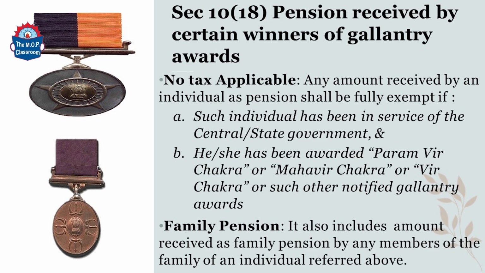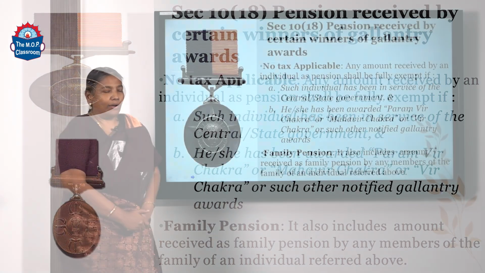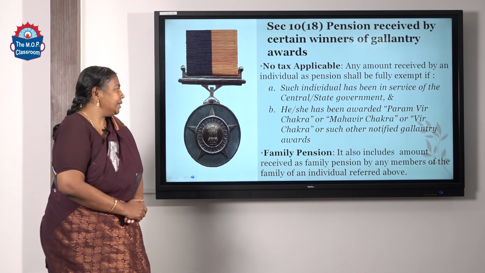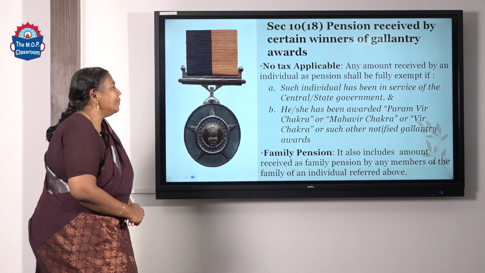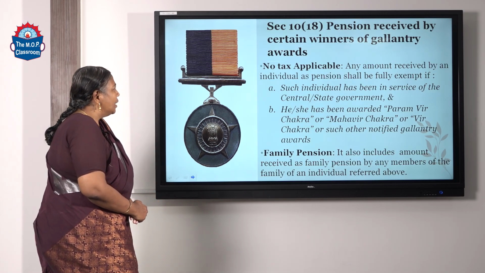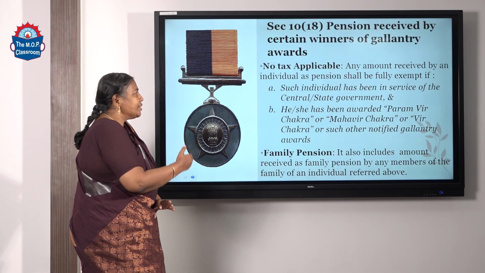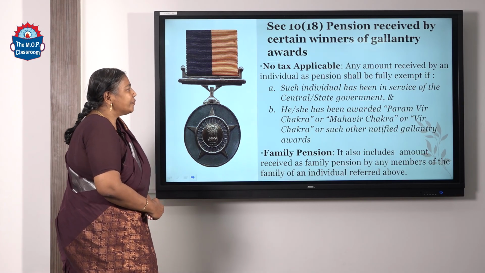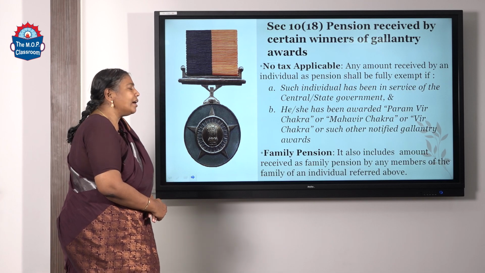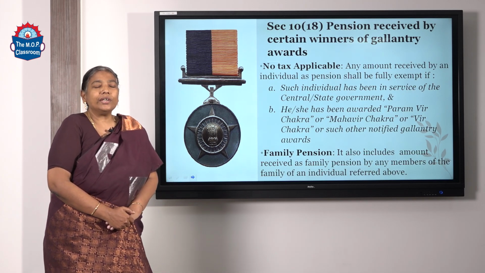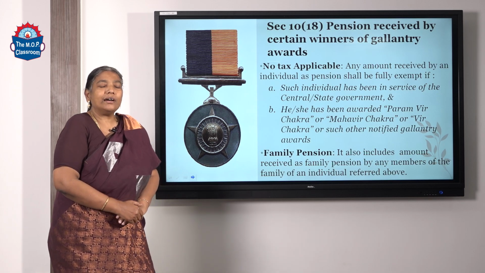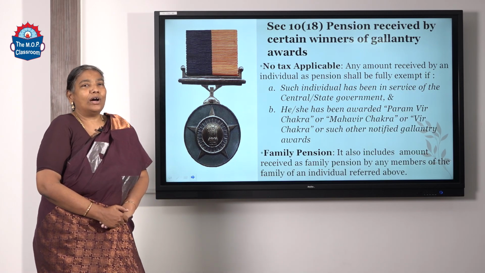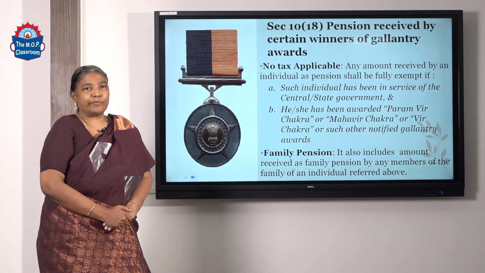Under section 10 subsection 18, the pension received by the winners of the gallantry awards is exempt. Gallantry refers to courage or bravery. Here the awards are given to the armed forces. Any individual who receives a pension and is the recipient of these gallantry awards, which are Param Vir Chakra, Maha Vir Chakra or Vir Chakra, is eligible for full exemption under this section. Any pension that is received by the family member is also eligible for exemption, and family members of the winners of the gallantry awards can claim full exemption under section 10 subsection 18.